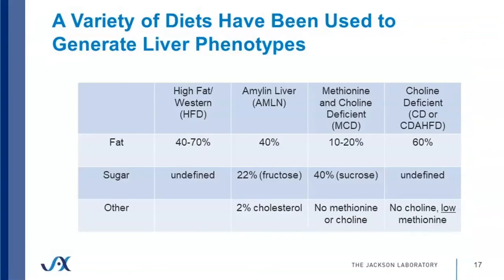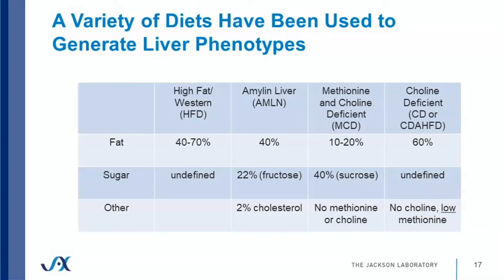I want to take just a minute to go through a few of the common diets we'll be discussing. Many different diets have been generated to help promote liver disease, and one of the key points I'd like to make on this slide is that it is critically important to read through the method sections of any papers you might read to determine the actual diet that was used. As you can see here, a high-fat diet, known as a Western diet, can actually range anywhere from 40 to 70% in fat content. The amylin liver diet is known to have high fat, high fructose, and cholesterol. But again, it's important to check on the specific publications to see the makeup of this diet.